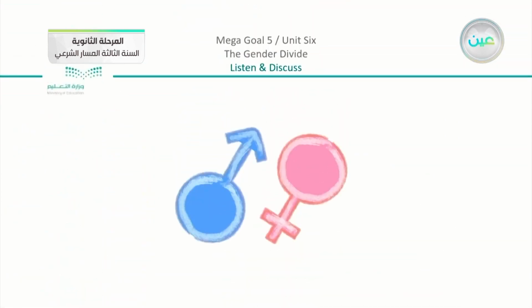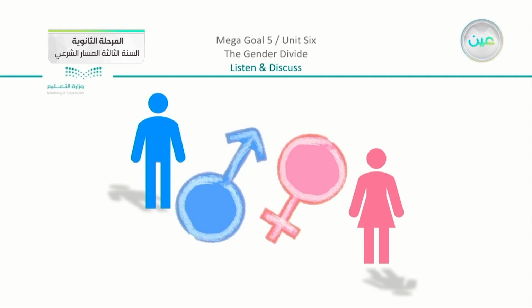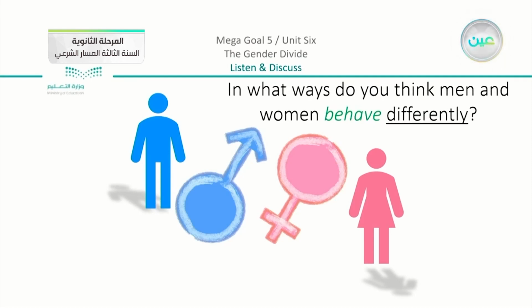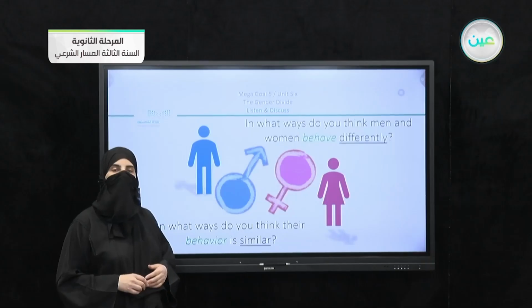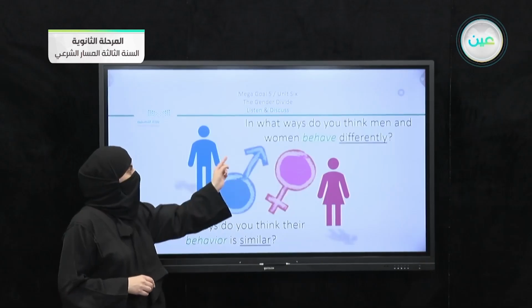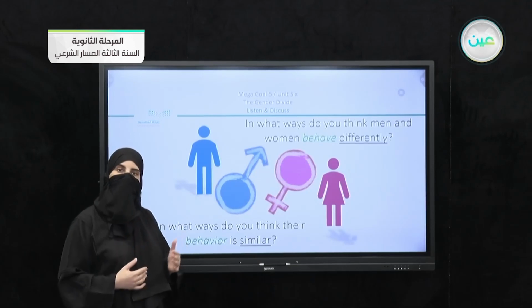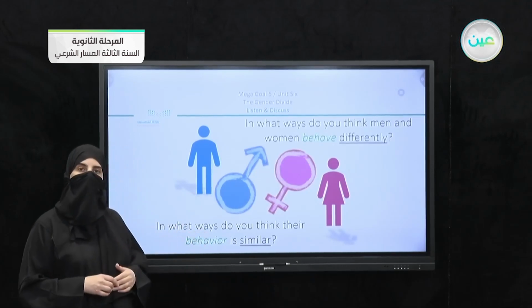Now we have these two symbols. We know that one is used for female and the other symbol is used for male. We have our question: in what ways do you think men and women behave differently? And we have another question here: in what ways do you think their behavior is similar? You can see that once we have the verb, which is behave, and another time we have the noun, which is behavior.